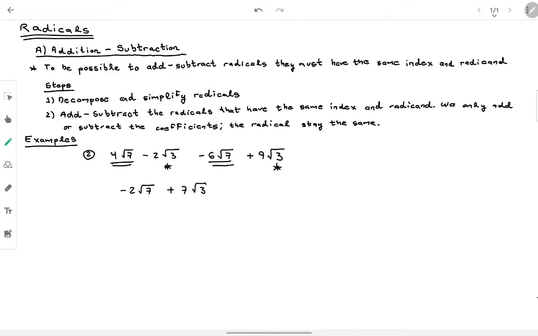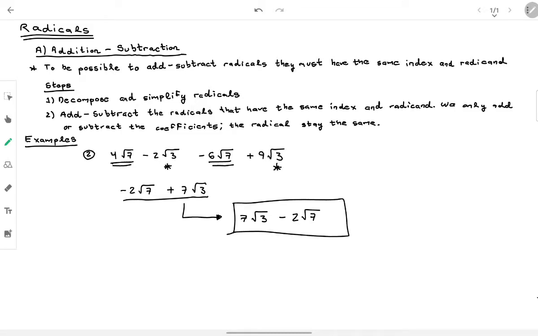Of course, this one is our answer, but we can order it because we have a binomial in our answer. Remember, in a binomial, we must put first the positive, then the negative. So correctly ordered, it's going to be 7 that multiplies the square root of 3 minus 2 that multiplies the square root of 7. So this one is going to be our final ordered answer, because remember, when we have a binomial with a positive and a negative one, we must write the positive one first. So let's see another example.